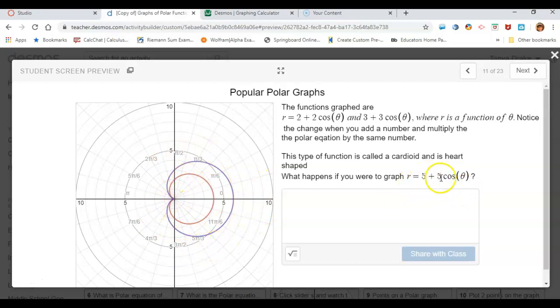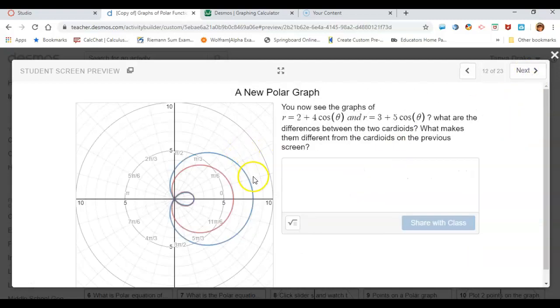What's going to happen if you do 5 plus 5? What happens if you change the parameter, and this time instead of 2 plus 2 cosine theta, we have a 2 plus 4 cosine theta, or 3 plus 5. What do you notice? And hopefully they're going to notice that these graphs have a loop, not just a dimple, but a loop inside. All right.